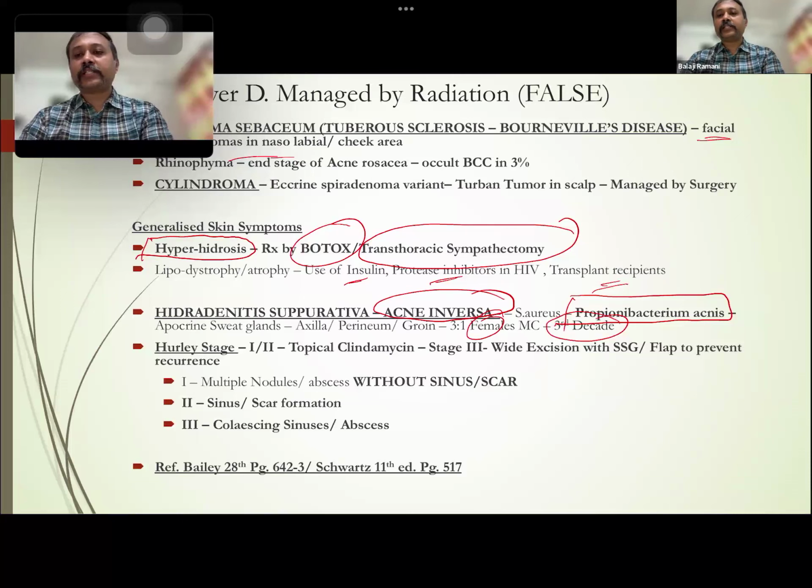Now there is an early stage. So in the early stages, initially you will have multiple abscesses, then you have the sinus or the scar formation, and then you have your coalescing sinus and abscess formation that will happen. So these are the stages of hidradenitis suppurativa. Finally all of them will come together to form a sieve-like appearance, the cribriform pattern that will be seen in your hidradenitis suppurativa, and then you will have the formation of multiple sieve-like appearances.